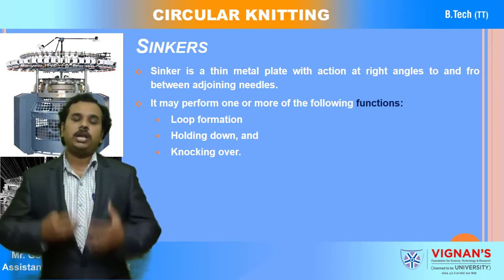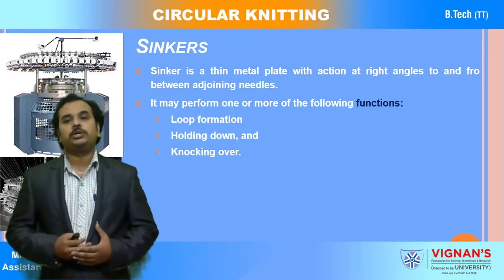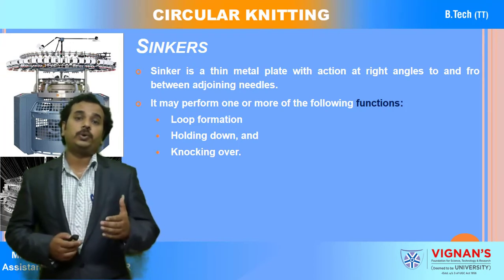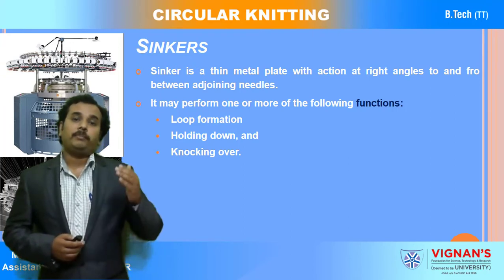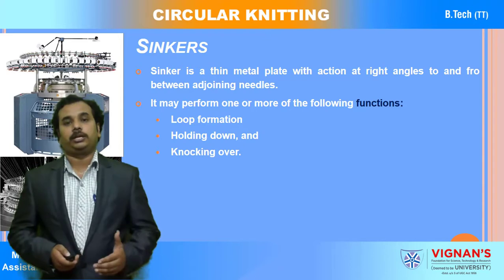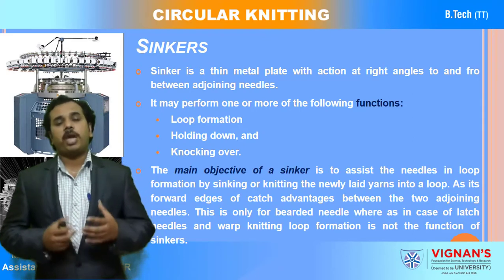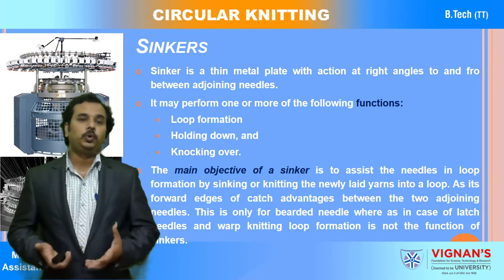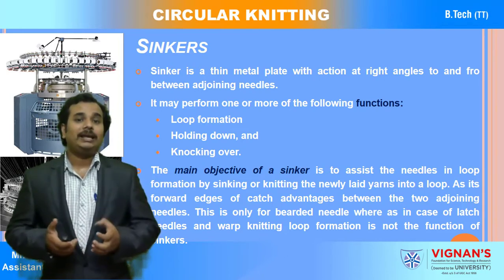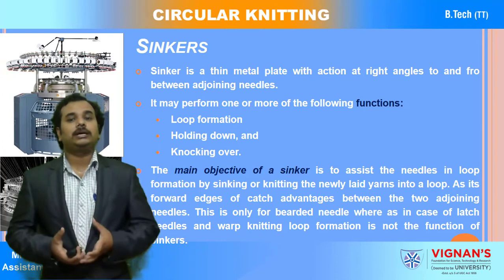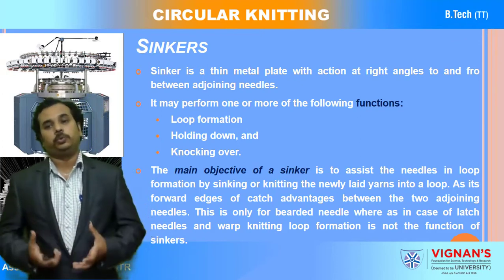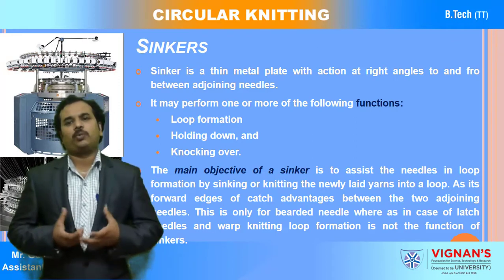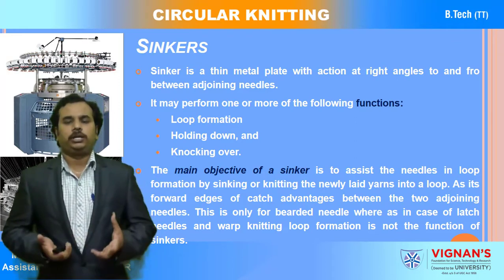So for these 3 operations the sinker is going to be very, very important, and this sinker is going to function for all these 3 areas. Now, the main objective of this sinker is to assist the needle in loop formation by sinking or knitting the newly laid yarn onto a loop, as its forward edges catch between the 2 adjoining needles.